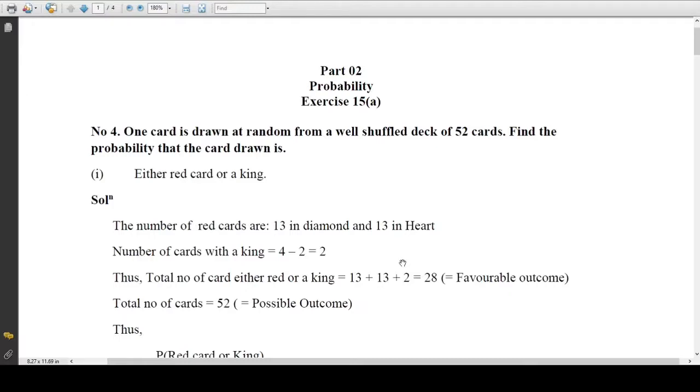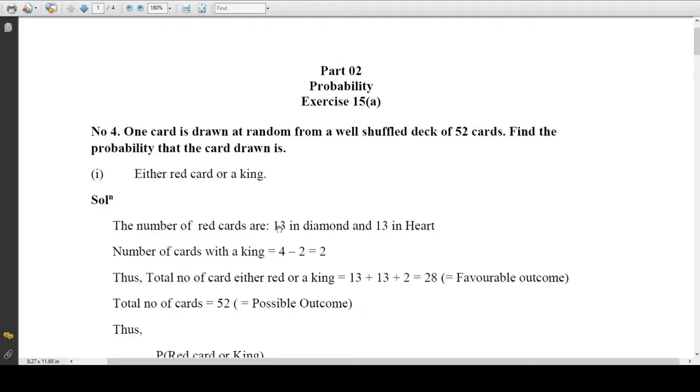One card is drawn at random from a well-shuffled deck of 52 cards. Find the probability that the card drawn is either a red card or a king. Okay, now the solution for this. The number of red cards, how many are there? There are 13 cards in diamond and 13 cards in hearts.